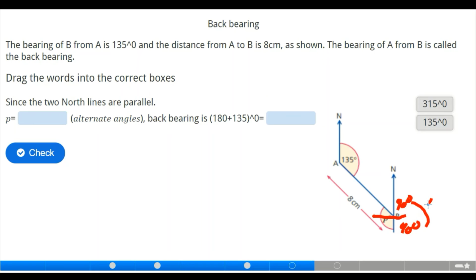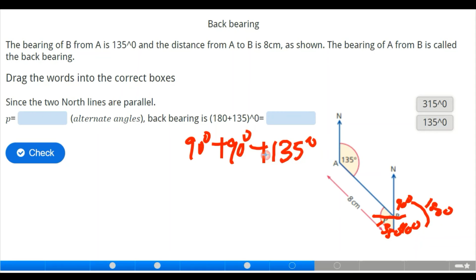If you add 90 degrees plus 90 degrees, that is what? 180 degrees. Since this is an alternate angle, P is going to be 135. So we add to the 135 that we have there. We say 90 degrees plus 90 degrees plus 135 degrees, and our answer is going to be what? 315 degrees. And that makes the bearing of A from B.